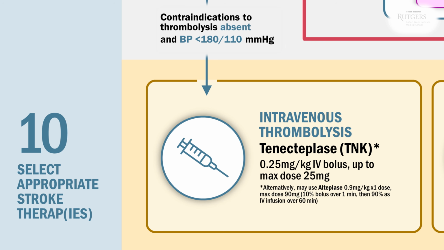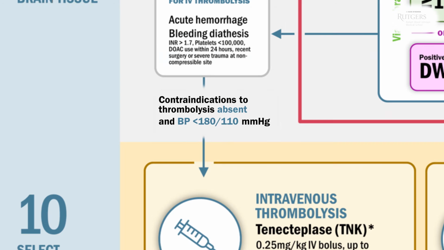Alteplase may be used as an alternative. The dosing for alteplase is 0.9 milligrams per kilogram, up to a maximum of 90 milligrams. 10% is given as a bolus over 1 minute and the rest as an infusion over 60 minutes. And you can guess the reason for that. Alteplase has a much shorter half-life.